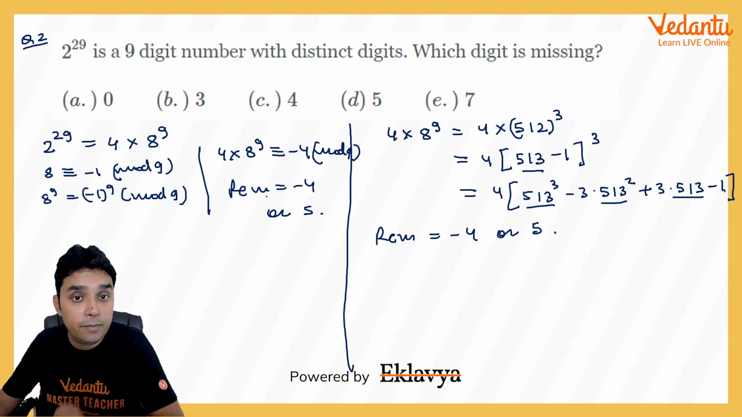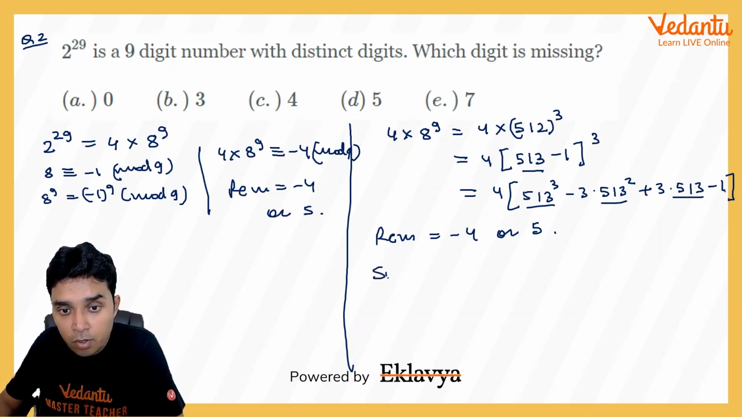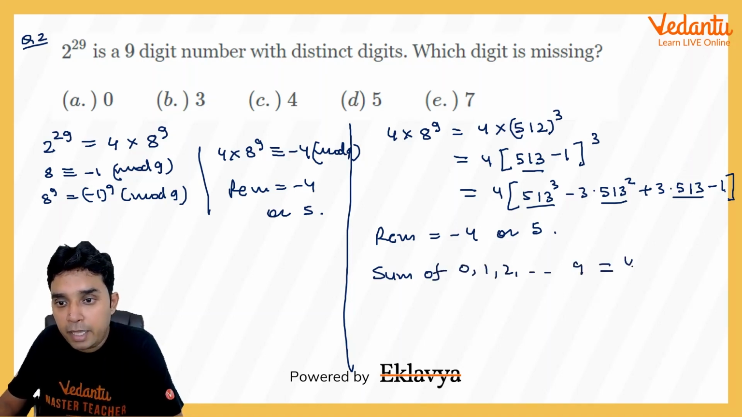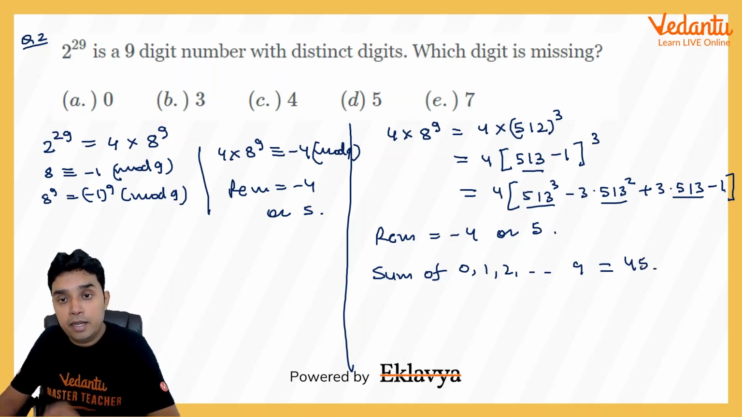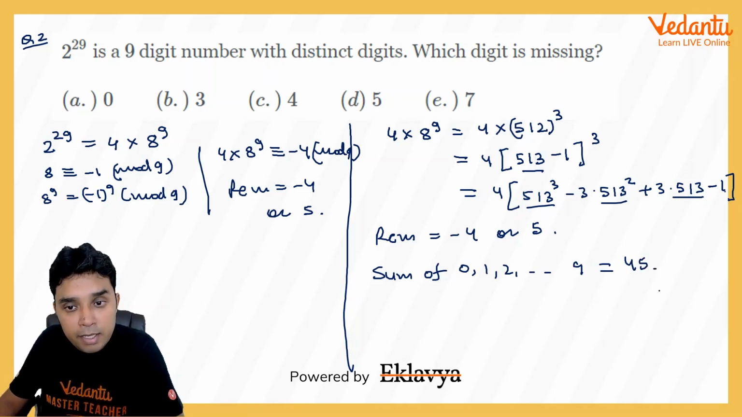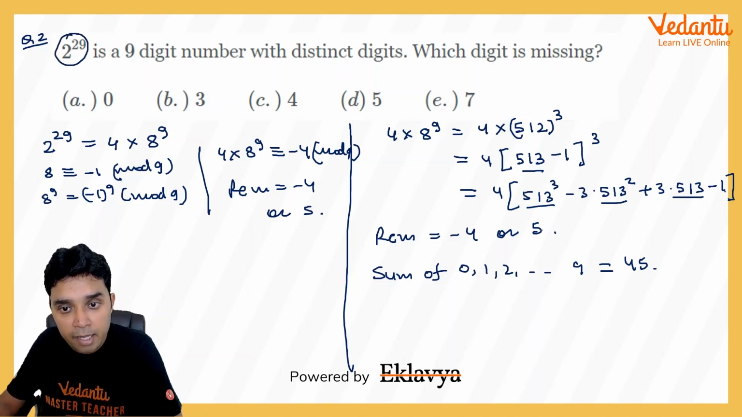Now please see, if I take the sum of all digits, the sum of all digits means 0, 1, 2 and so on up to 9. It is actually 45. Please remember it, it is useful at many places. Now, because this number is such that when divided by 9, it gives you remainder 4, okay, when divided by.